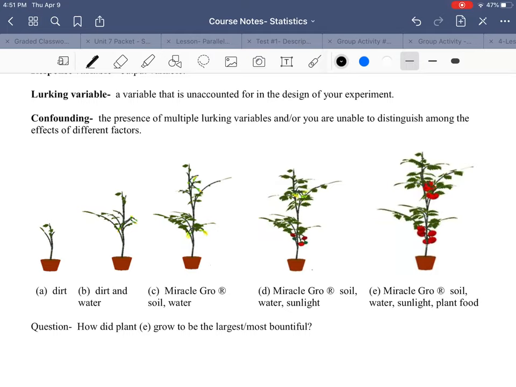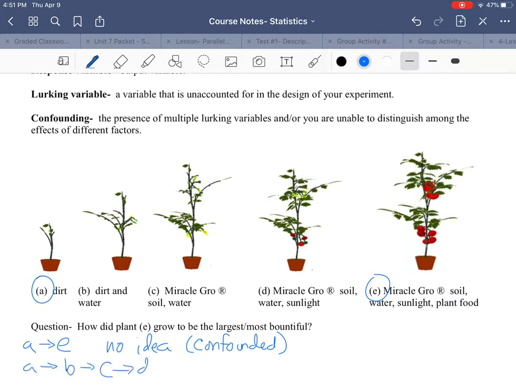Instead of dirt, Miracle-Gro gave more size. Same, it looks like maybe a smidge more flowering, but more size. Sunlight allowed more flowering and a little bit more blossoming. And then once you throw in the plant food, then all of a sudden your tomato plants take off. All right. So if you're going from A to E, I did that backwards. If you're going A to E directly, no idea. It would be confounded.